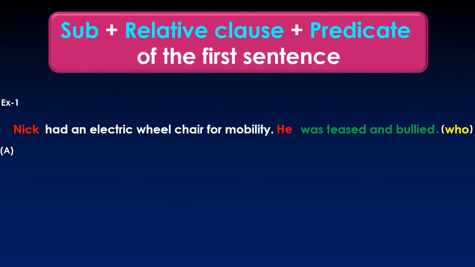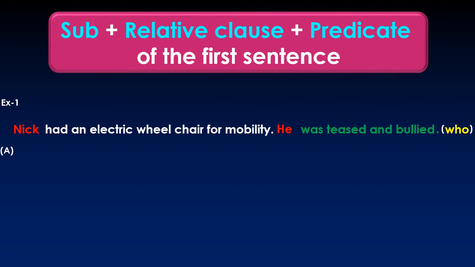Dear friends, let me give an example. For model 1, subject model: Nick had an electric wheelchair for mobility. Full stop. He was teased and bullied. Full stop. Now combine the sentences using who. In the first sentence, subject is Nick. Predicate is had an electric wheelchair for mobility.